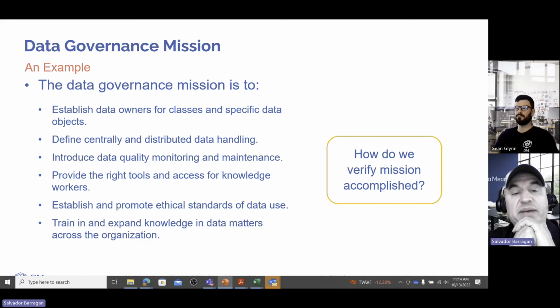You want to train and expand knowledge in data matters across the organization, as part of your mission. Because what's the purpose of data if it doesn't expand the knowledge of your organization and give you a higher return on investment? Of all those points, I truly feel that's probably one of the most important, because it goes back to, why are we here? We're here because the organization creates data and needs data in order to make better decisions, and depending on your industry, in order to obviously increase revenue, if you're in the private sector. So it's really a strong point that I can't emphasize more.